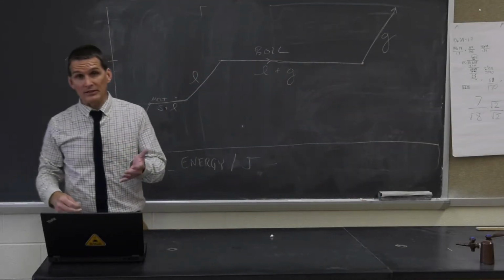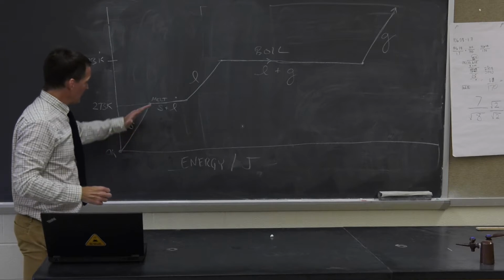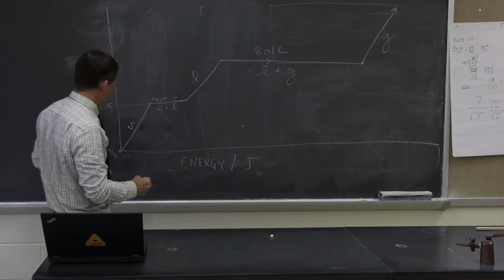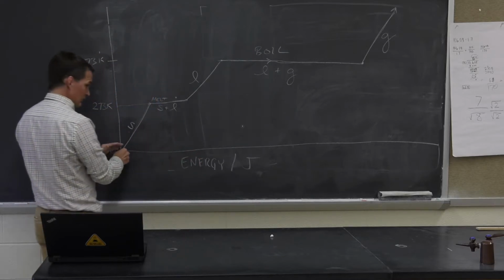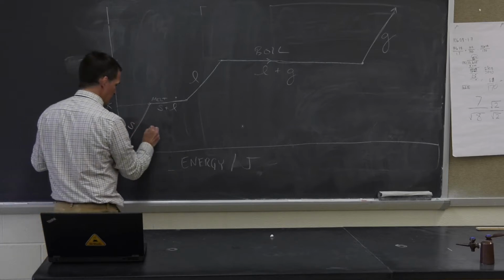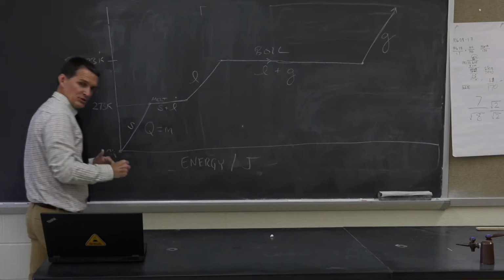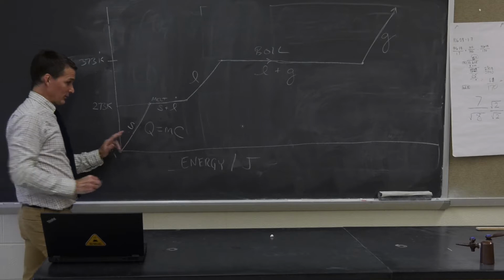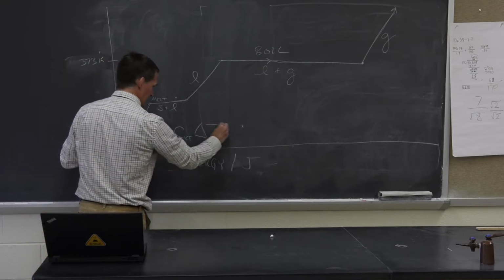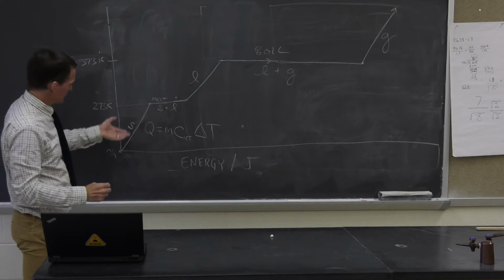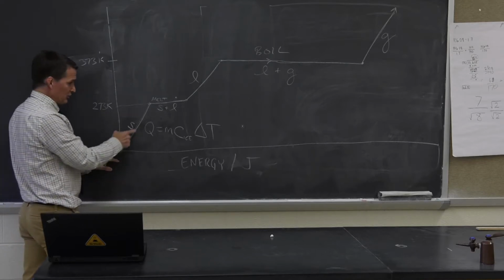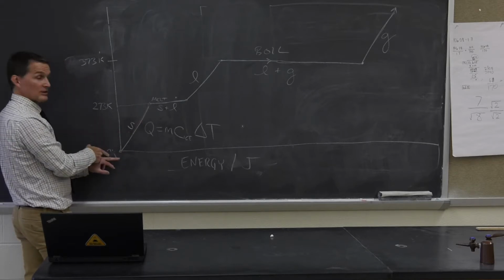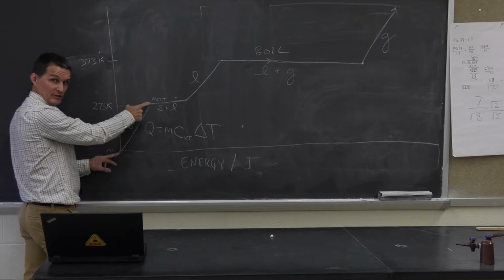And we can actually calculate the energy changes that occur on each portion of this particular graph. And we would do this in the following way. Here, since there's a temperature change going on, we would use Q equals the mass, which is just a gram, times the specific heat of solid water, so that would be the specific heat of ice, times the change in temperature. So let's do that. Let's calculate what the energy change would be to take ice at 0 Kelvin and warm it to 273 Kelvin.